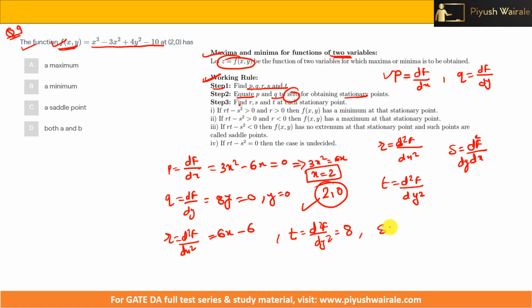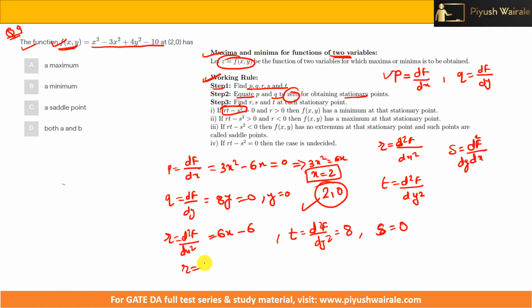And what about s? First differentiate with respect to x, then differentiate the same term with respect to y. Here, if I differentiate the same term with respect to y, because y is not present, treating x as a constant, I will get 0. So the value of s is 0, the value of t is 8, and the value of r is 6x minus 6, right? Now just put the value of x into r.